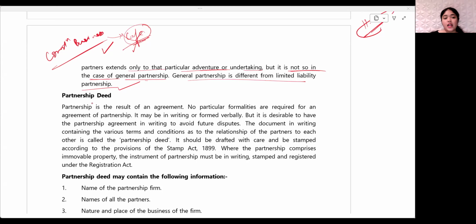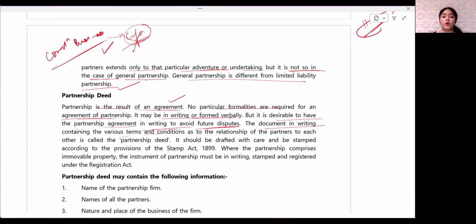Partnership deed. Partnership is the result of an agreement. No particular formalities are required for an agreement of partnership. It may be in writing or formed verbally. If you talk to people and get into a partnership, that also works. It can be written or it can be verbal. But it is desirable to have the partnership agreement in writing to avoid future disputes. To avoid future disputes, many people get into a written partnership agreement.